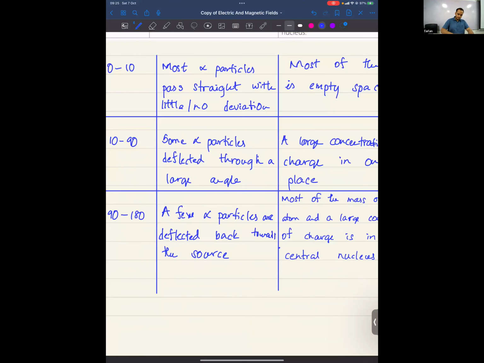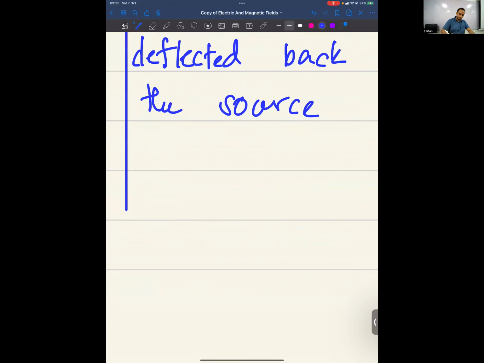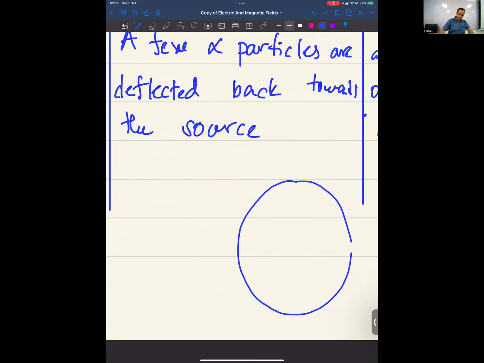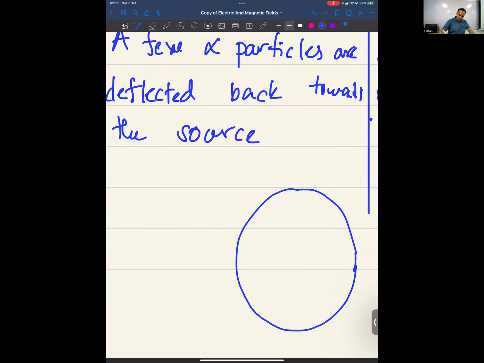The third point, the conclusion is like this. Let's say this is the atom. In that atom, there is this tiny nucleus. Whatever alpha particles were directed exactly towards the nucleus, when they come closer and closer, the nucleus is positively charged. Alpha particles are positively charged. And also the nucleus has a mass, and the alpha particles also have a mass.